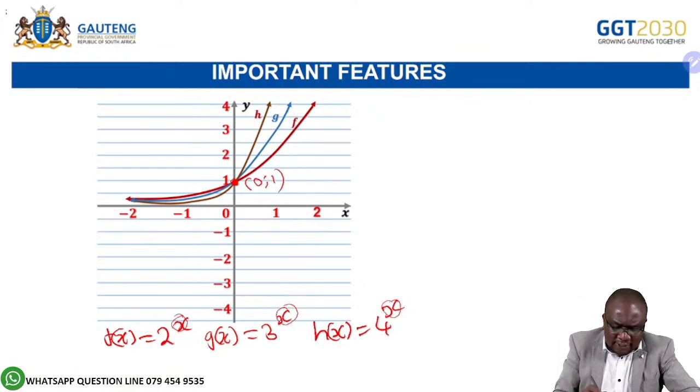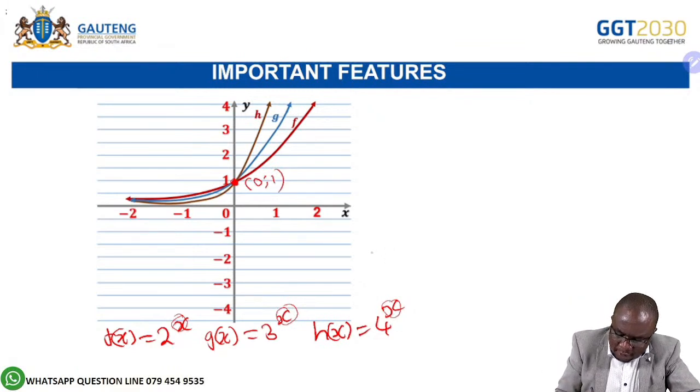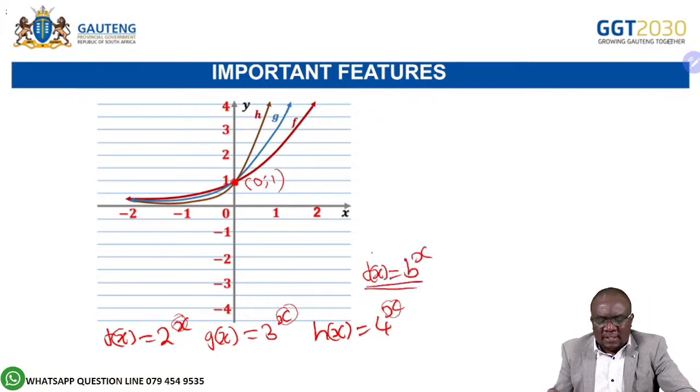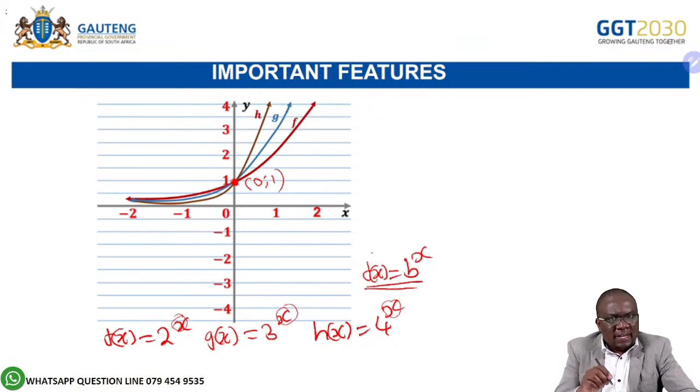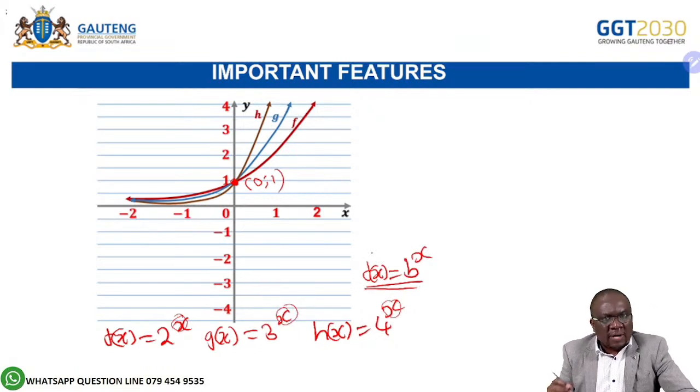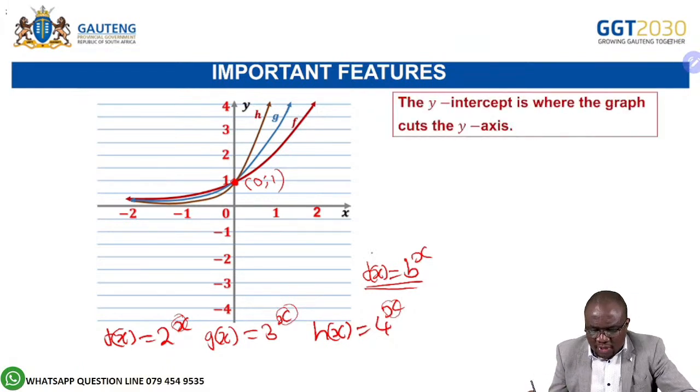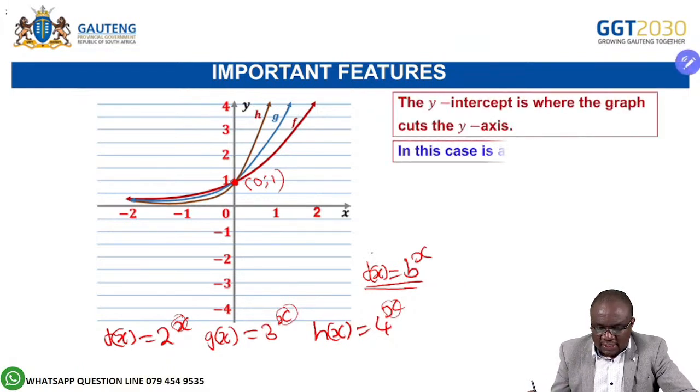So for the graphs of basic form f of x is equal to b to the power x, the intercept is 0, 1. X coordinate 0, y coordinate 1. Don't forget that. Okay? So the y-intercept is where the graph cuts the y-axis, and in this case it is 0, 1.